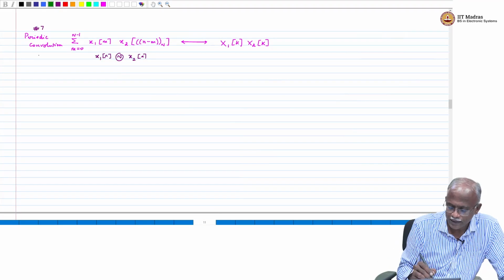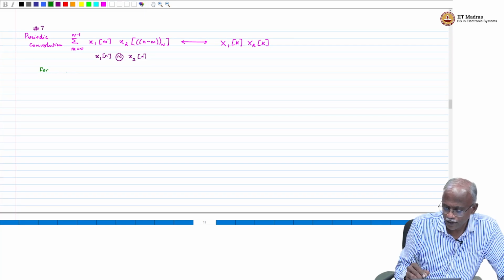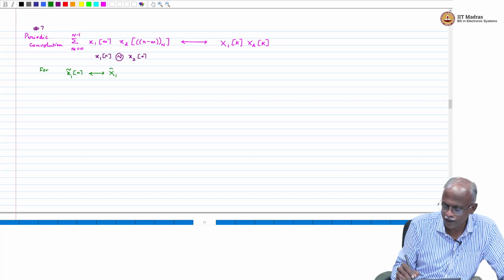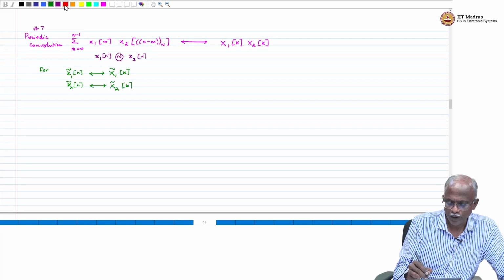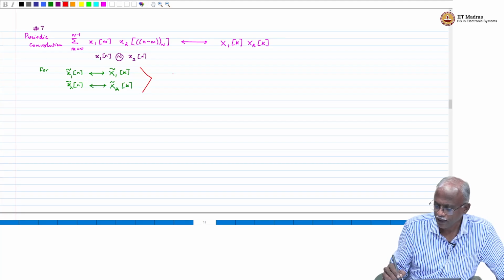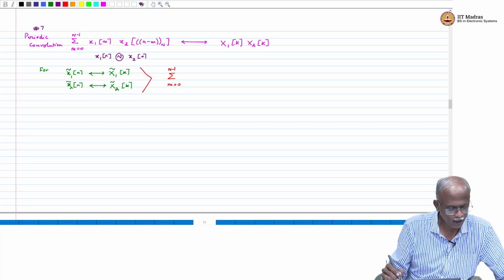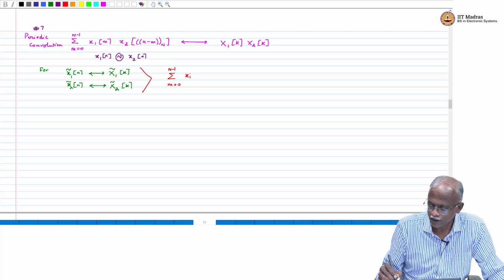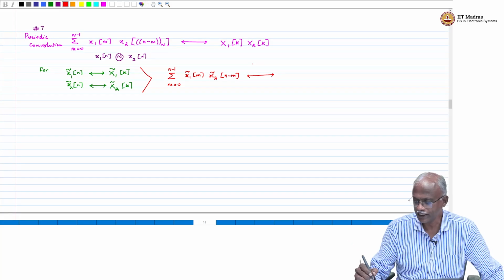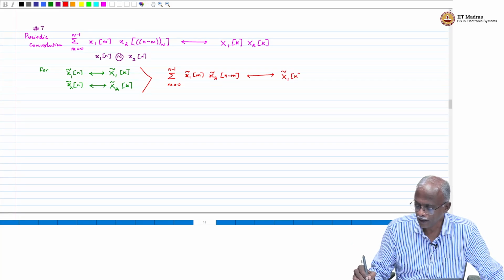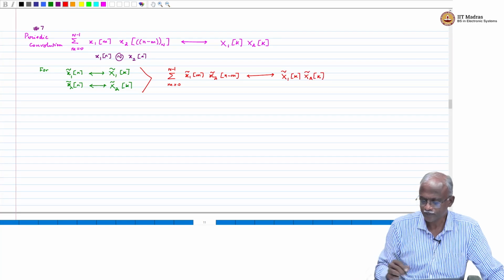So first thing is for DFS, for the periodic signal x1 tilde of n with DFS coefficients x1 tilde of k, and x2 tilde of n with DFS coefficients x2 tilde of k. What is the periodic convolution property for these two sequences? Summation m equal to 0 through n minus 1, x1 tilde of m, x2 tilde of n minus m. We know that this has the corresponding DFS relationship given by x1 tilde of k times x2 tilde of k.